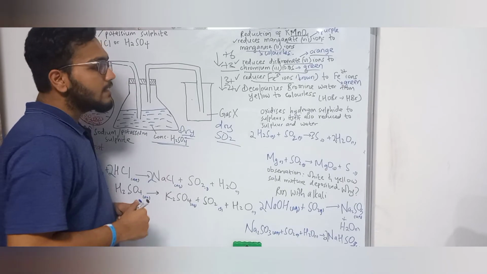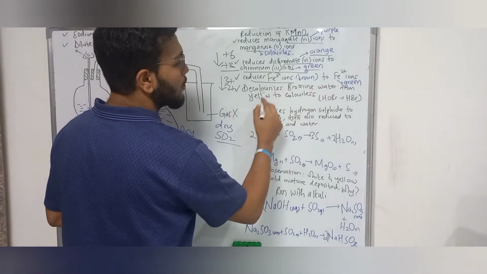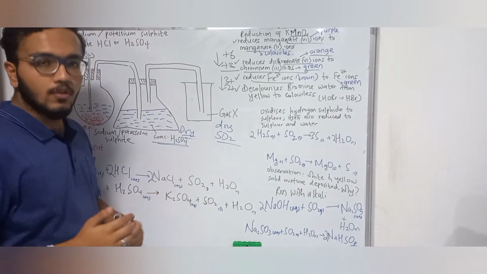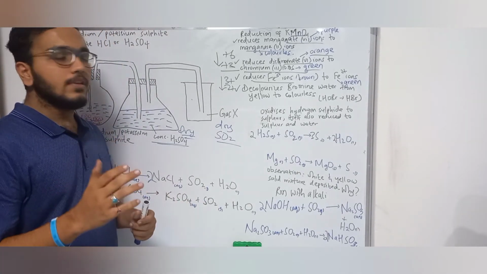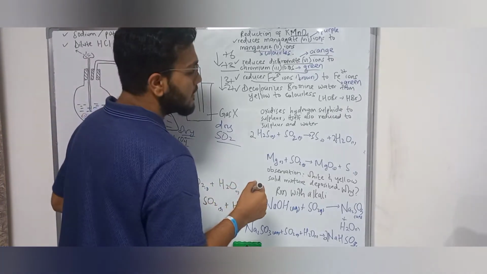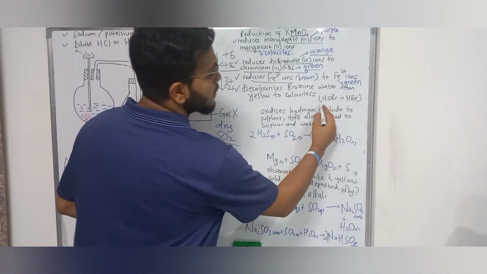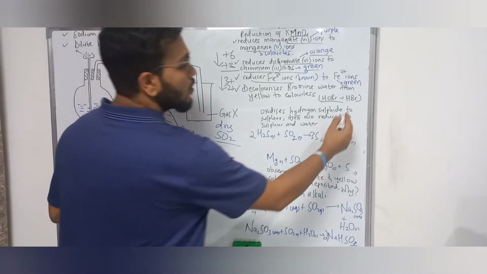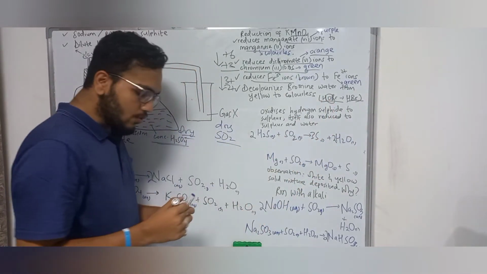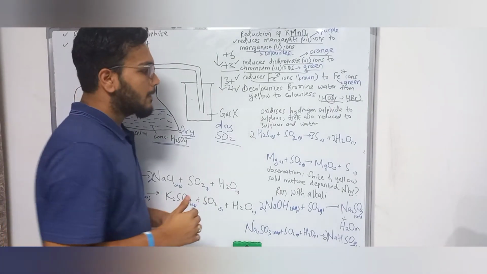The last part, it decolorizes bromine water from yellow to colorless. Bromine water is yellow because of what? Because of the chloric 1 acid, the hypobromous acid. So the hypobromous acid, HOBr, changes to HBr. So when the oxygen is lost, it leads to reduction.